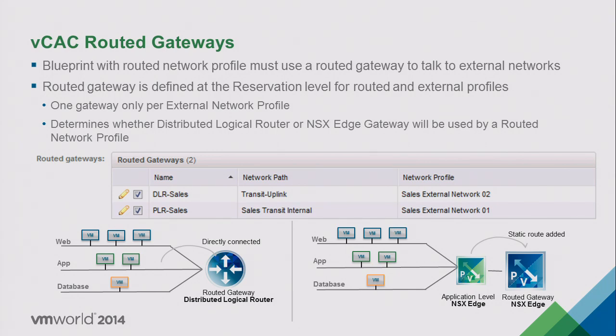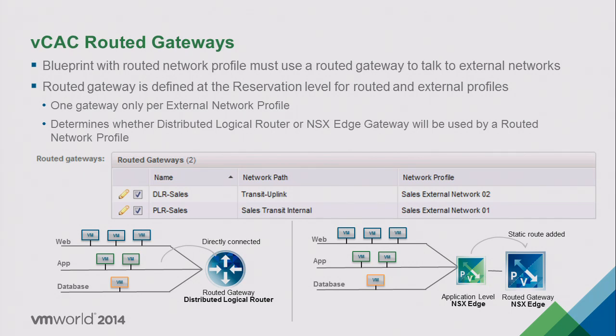So, Ray, anything you want to add in there? Yeah, given this is defined at the reservation level, it really becomes part of your initial configuration. You can see here that VCAC will discover all of the gateways in your NSX environment, whether they're edges or distributed logical routers. Then you'll map an external network profile to those gateways. And then based on how you build your routed profiles inside your blueprint, that will determine which of these two connectivity models you have.